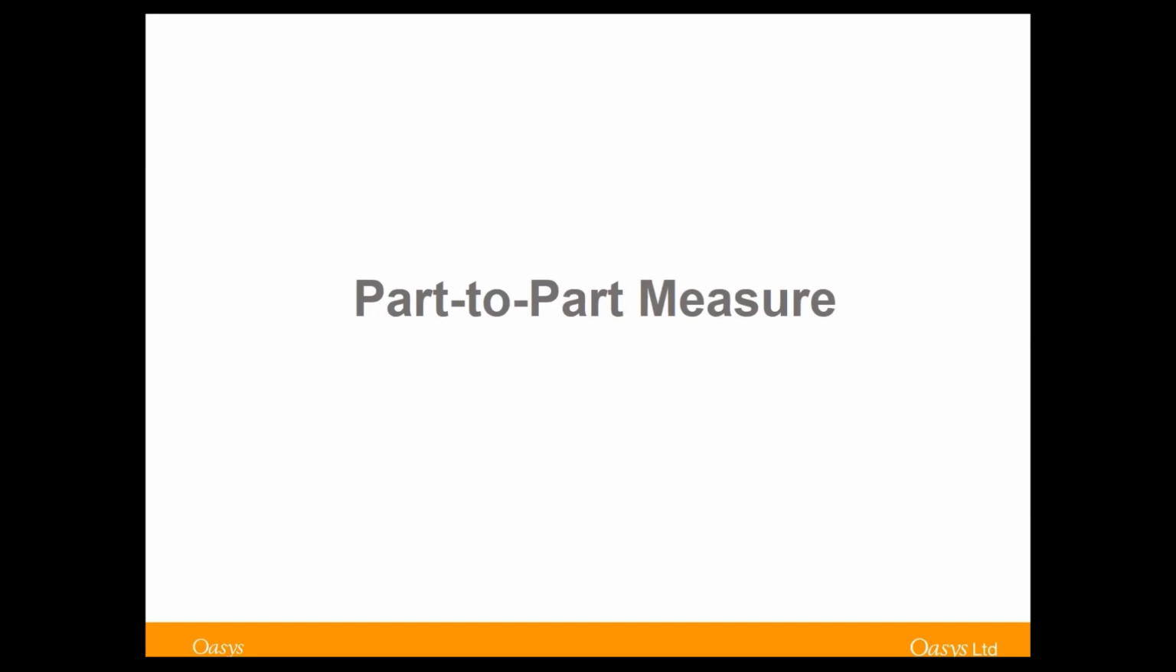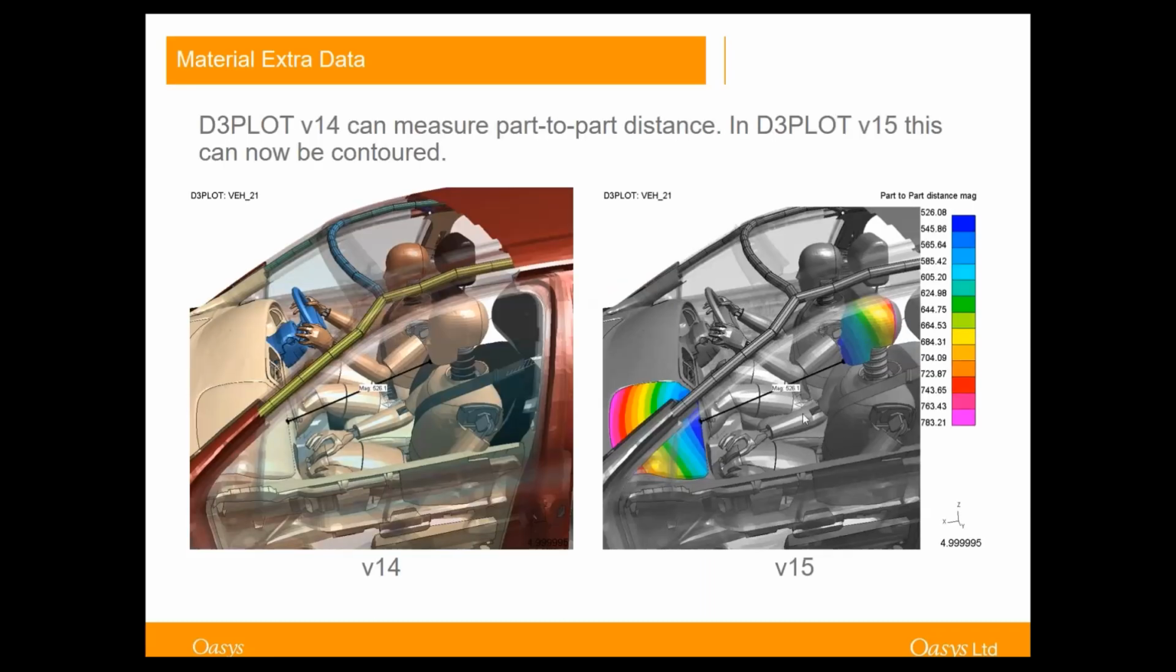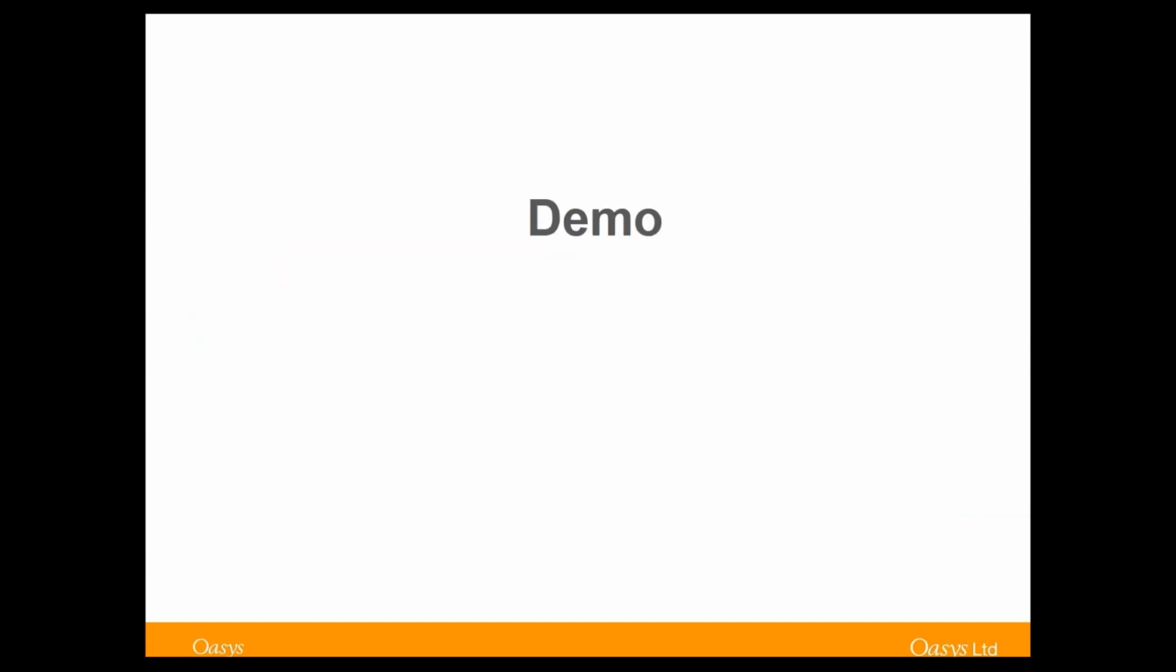Okay, so the next feature is an improvement to the part-to-part measure tool. D3PLOT version 14 can measure part-to-part distance as shown on the left here, and what you get is a line indicating the minimum distance and an annotation telling you the size of the separation. In version 15, we've added the capability to contour plot that part-to-part distance, as you can see on the right. What I'll do is demonstrate this new part-to-part measure tool.